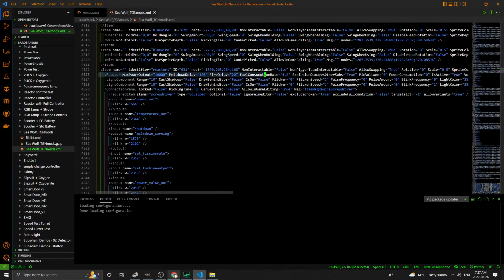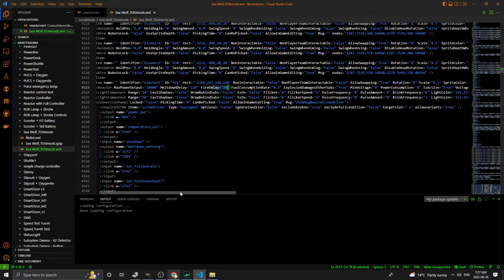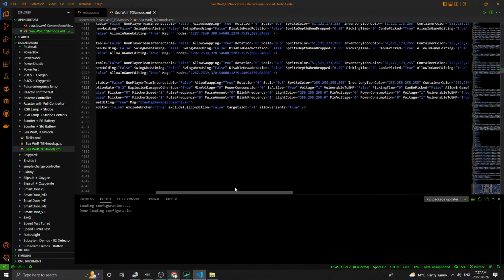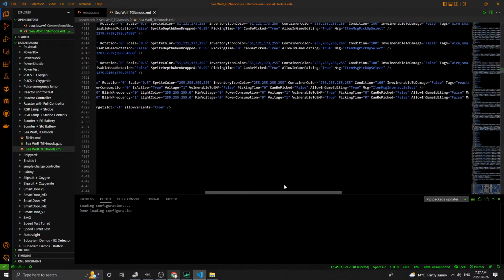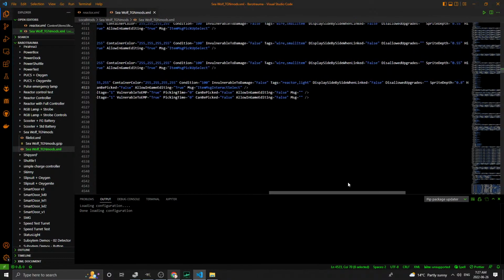So here we have some of the basic properties of his reactor. We see a max output of 10,000. We see a meltdown delay of 2 minutes, which is what I was saying is kind of cheating. You can go get a coffee and come back and you'd be fine. 20 seconds on the fire delay is reasonable. We were talking about balance yesterday. This is what I'm talking about. Voltage, vulnerable to EMP, can be picked, allowed in-game editing.